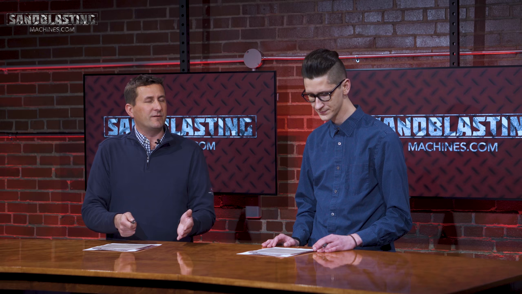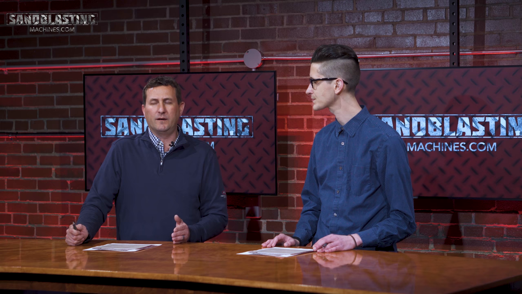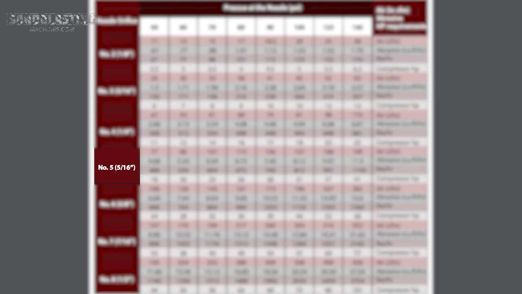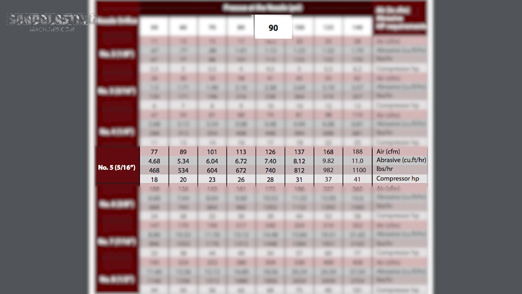Now, key question, how much air do I need? They may be still in the market for a compressor, or they may already have a compressor. But in this case, let's say they're in the market for a compressor, so they're going to pair it up themselves. Looking at the chart, you go down to the number 5 nozzle on the left-hand side, which is your 5/16. And then working your way to the right, typical blast pressure of 90 PSI. That is what we consider to be optimal blast pressure.